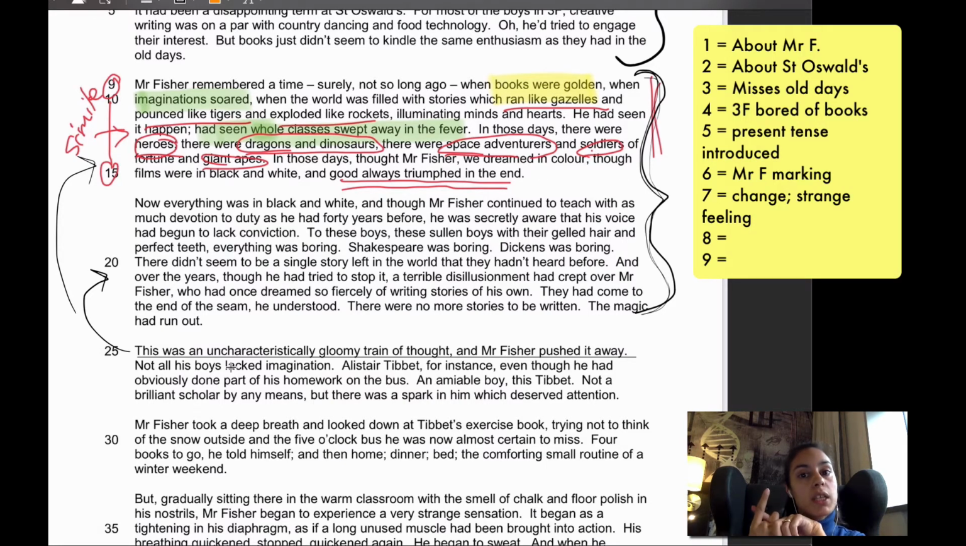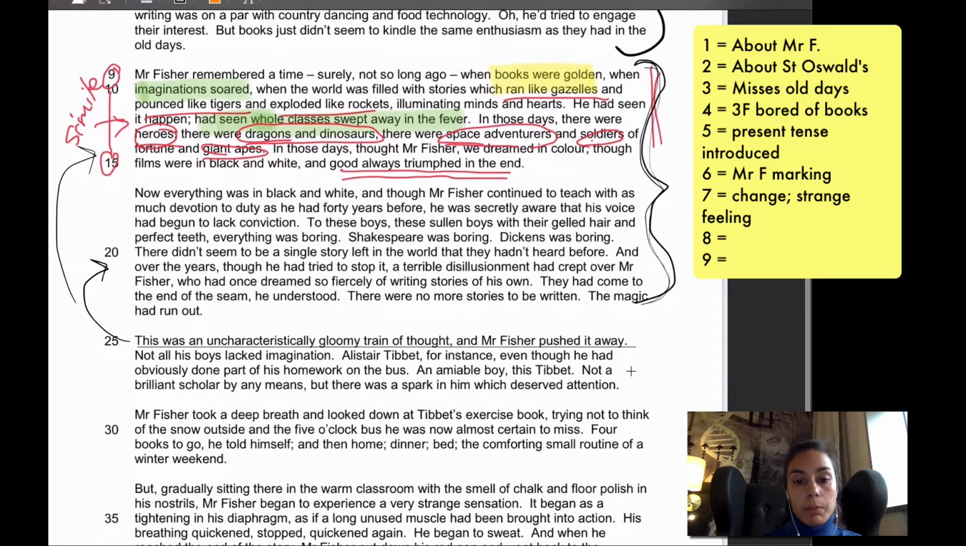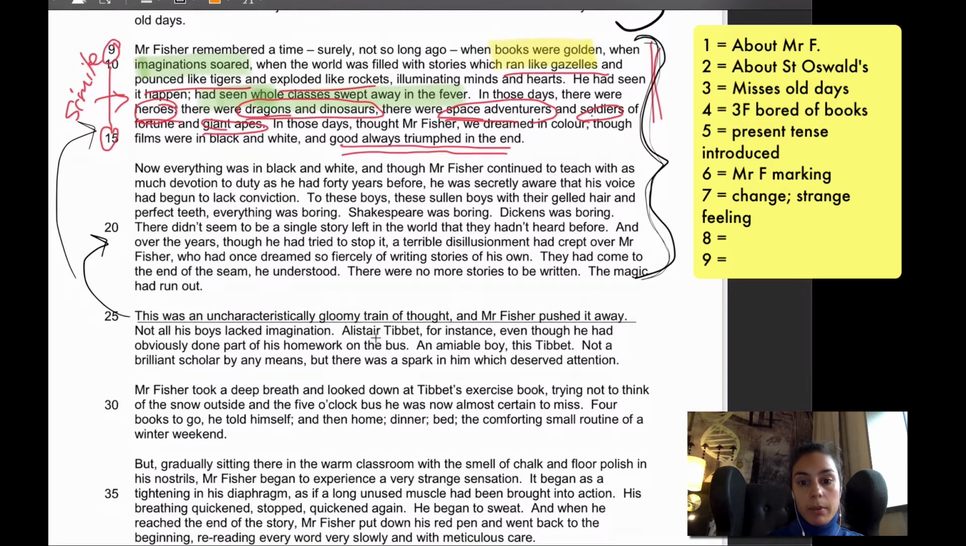But we don't know that it's in the present until we get to line 25, where this is an uncharacteristically gloomy train of thought and Mr. Fisher pushed it away. So Mr. Fisher pushed it away, it indicates that it's happening now. And then he goes on to continue reflecting. Not all his boys lacked imagination, so he thinks about Alistair Tibbet. So this is another thought here. Excuse my handwriting. I am not doing this with my iPad pen. I'm doing this with my trackpad on my laptop.